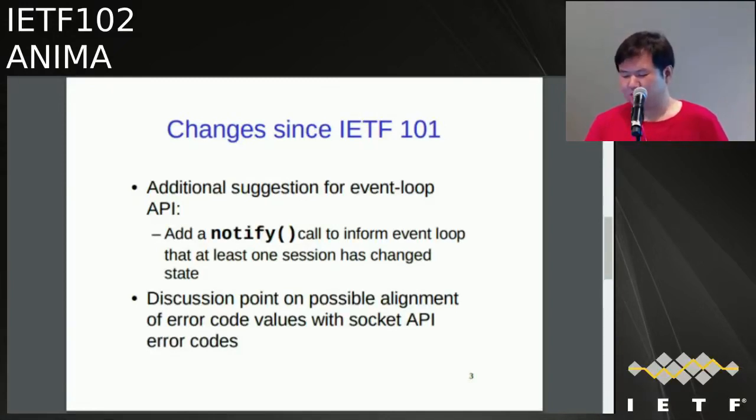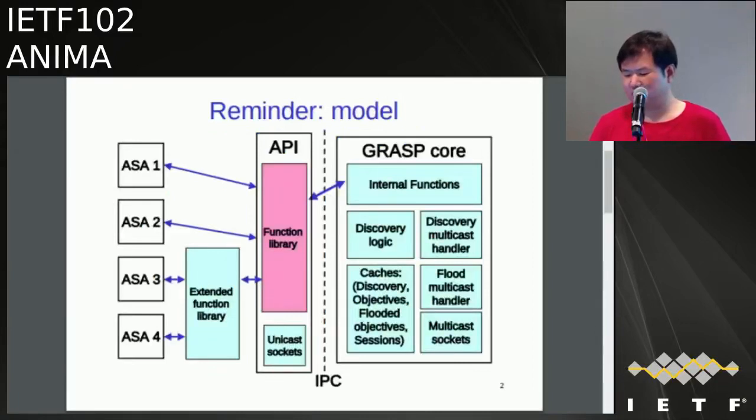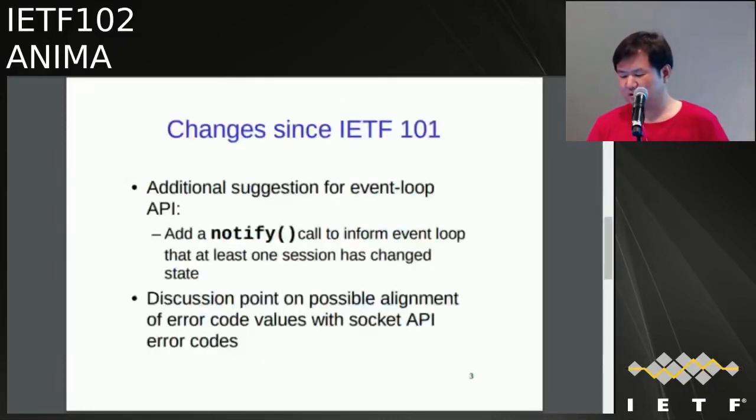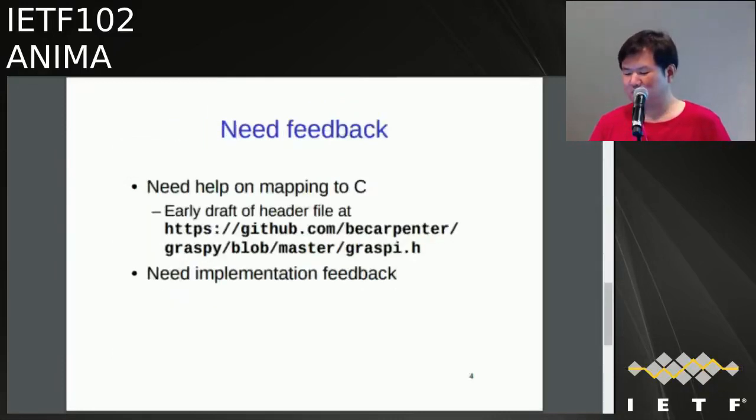And we're also considering aligning the error code values to be consistent with the standard socket API, because as you can see in the figures, there's an IPC between the API and the kernel. So it is actually carried by the socket API. So if we can align the error codes, they will be more consistent. Okay, that's the quick update.